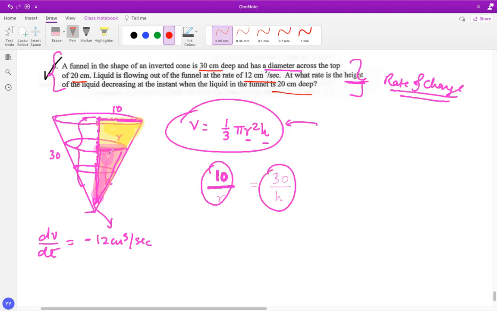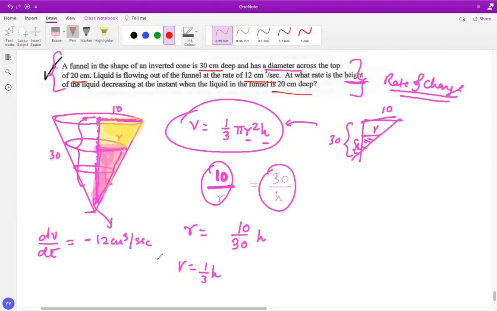So 30 over height. If I just draw a separate diagram, you can have a look at it. This is 10, this is r, this is 30, this is h. This tiny triangle is similar to the big triangle. And now from here, I can get radius in terms of height, which is radius is actually 10 over 30 times height. So radius is 1/3 of the height.